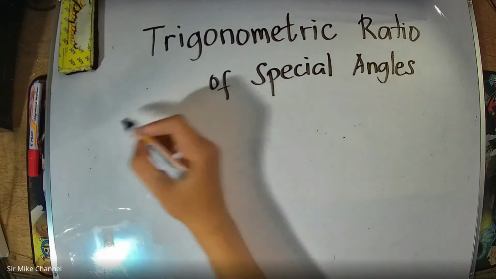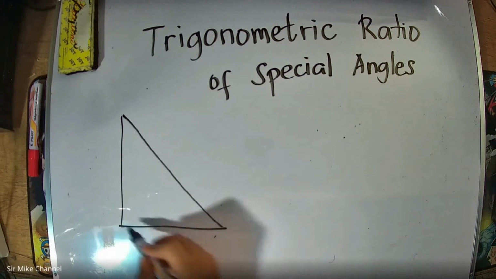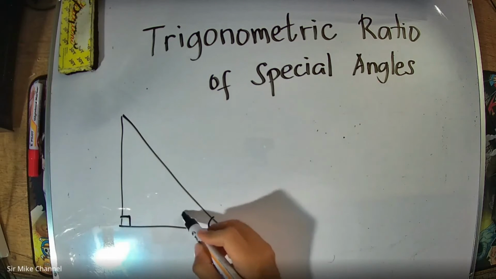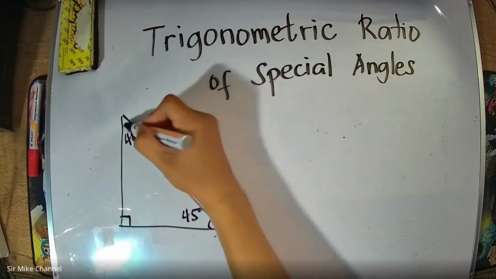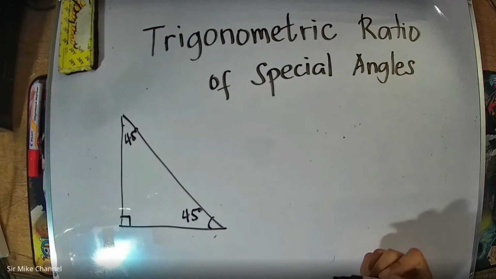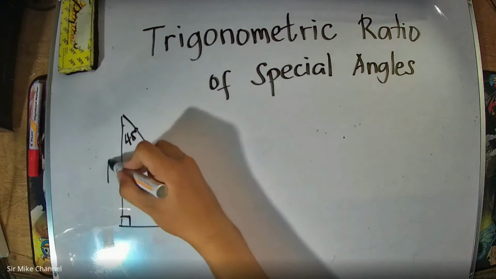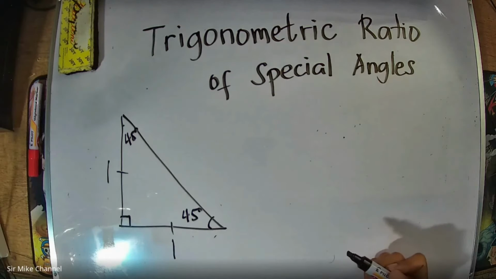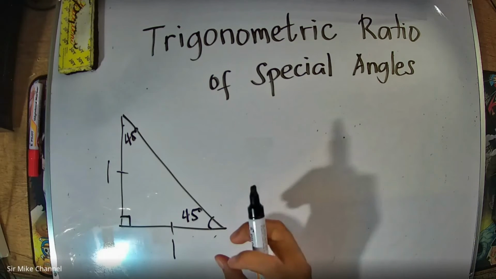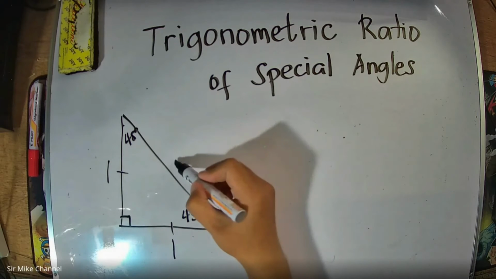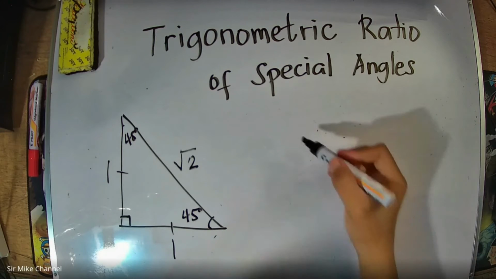So for example, meron tayong right triangle, and this angle is 45 degrees, and this one is 45 degrees also. Diba? So same sila ng angle, so ibig sabihin same lang din sila sukat dito. For example, meron tayo ditong 1, ito ay 1. So ang measurement ng hypotenuse natin using the Pythagorean theorem, so the answer is square root of 2. Ayan.